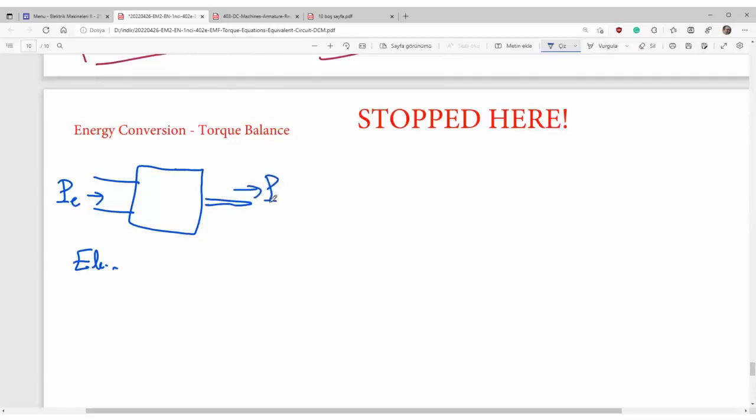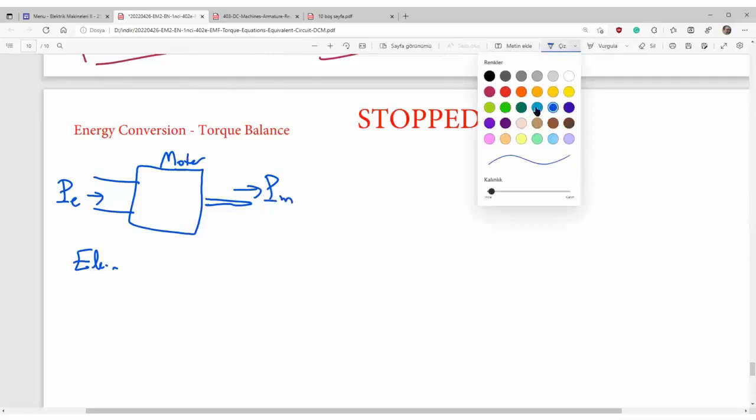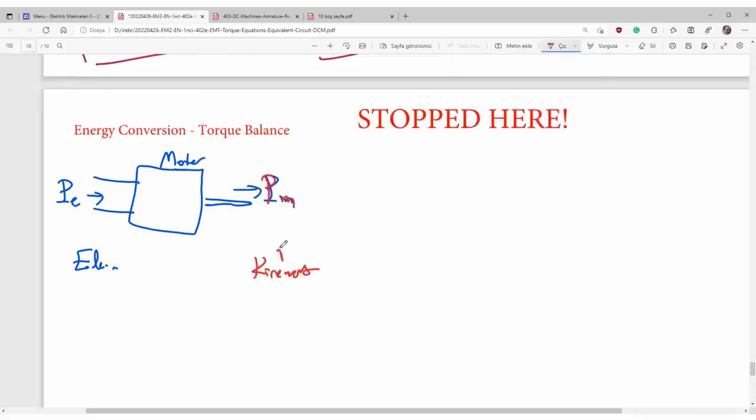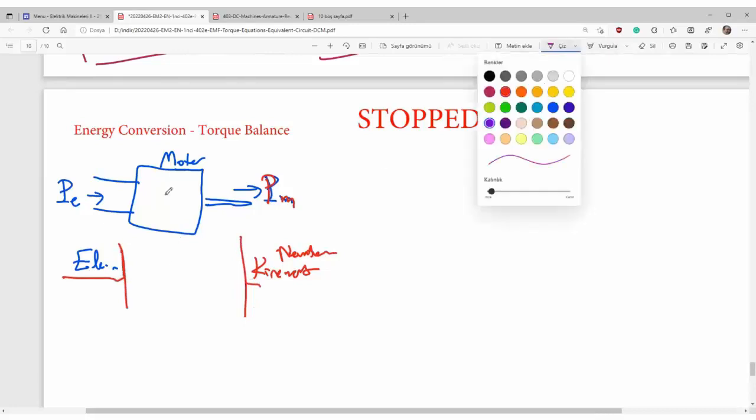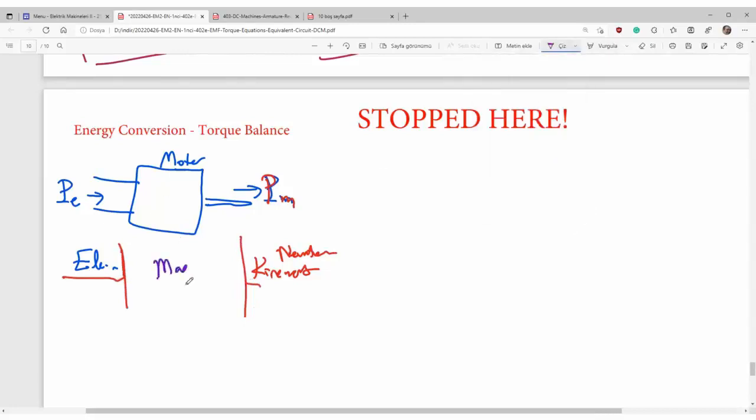Let's say it is a motor or device converting electrical to mechanical. Here's the mechanical output, but the mechanical world belongs to Newton, kinematics. Here's the electrical world, here's the kinetical world, and ladies and gentlemen, here's the magnetic medium, magnetic or electromagnetic medium. So, the rules of physics must be met.